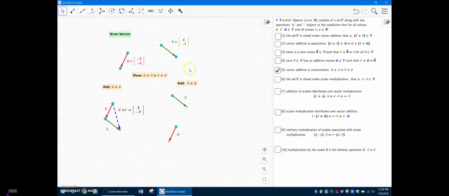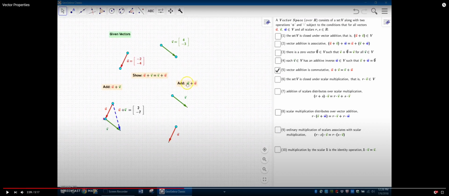So add the u to v, and notice the u is first and then the v is second, and you're going to get the 2, minus 7. And here what he does is he uses the v first. So you start with the v, then you add the u, and you get the same answer, the 2, minus 7.